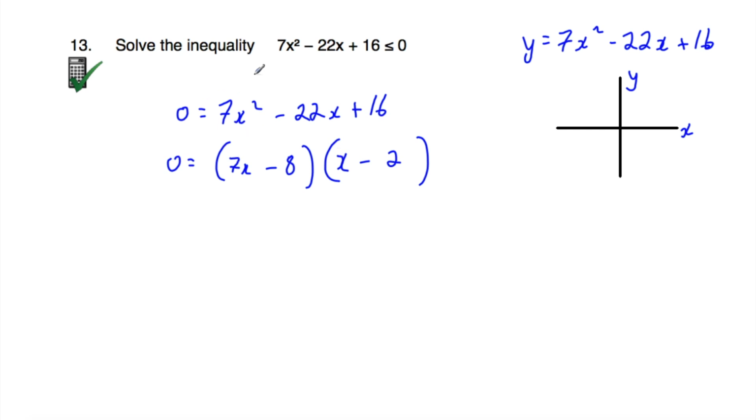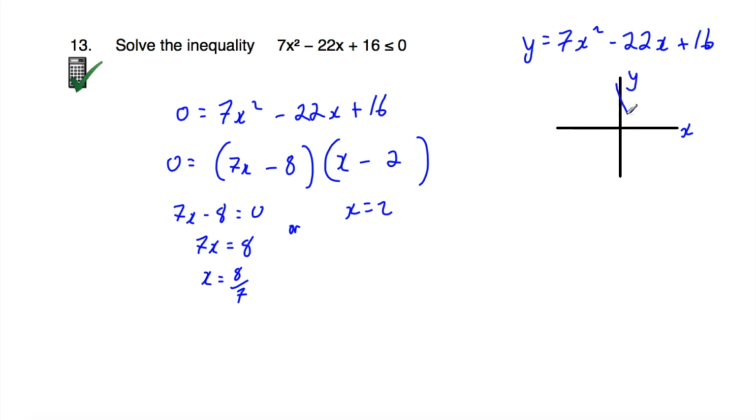7x times x is 7x squared. Fantastic. 7x times minus 2 would be minus 14x. Minus another 8x would be minus 22x. And minus 8 times minus 2 is 16. Fantastic. So here, that means that x is equal to 2. Or here, we'd have 7x minus 8 is equal to 0. Add 8 to both sides, so we have 7x equals 8. Divide by 7, and we have x is equal to 8 sevenths. So either x is equal to 8 sevenths or x is equal to 2. That's where this quadratic will cross the x-axis, 8 sevenths and 2.